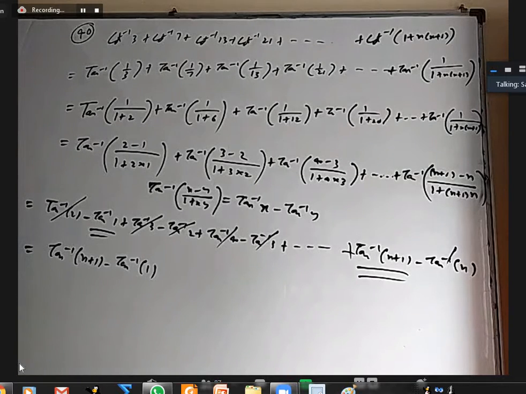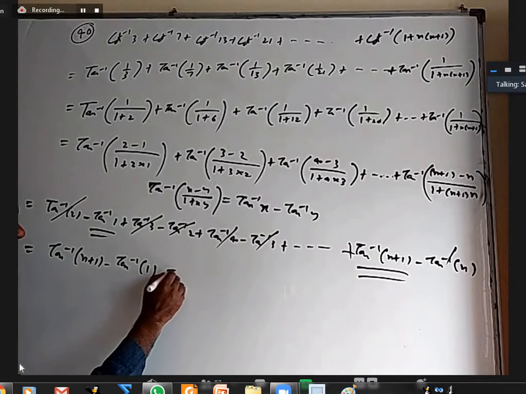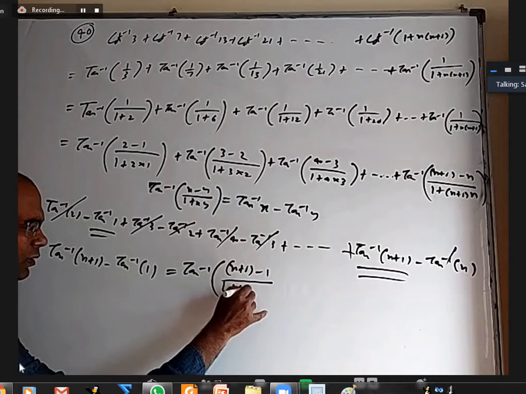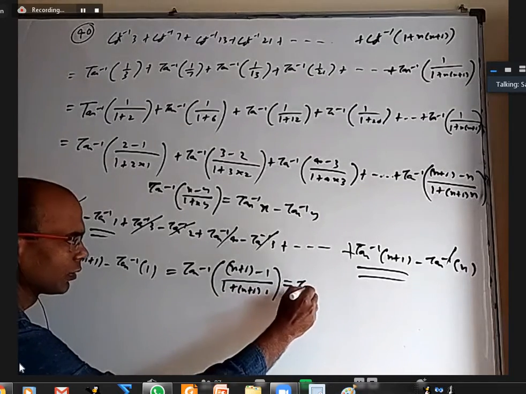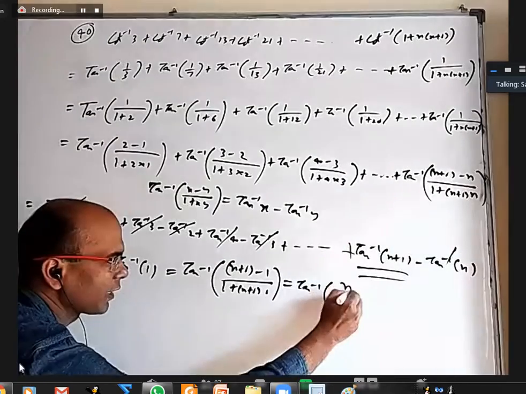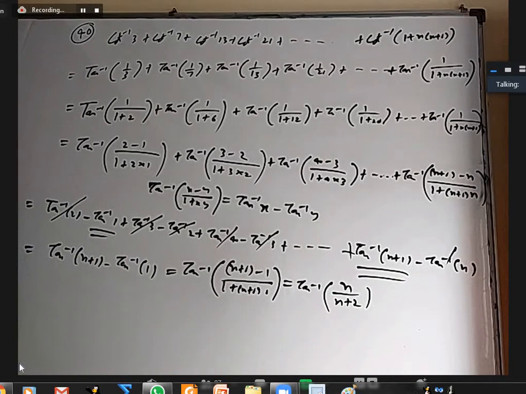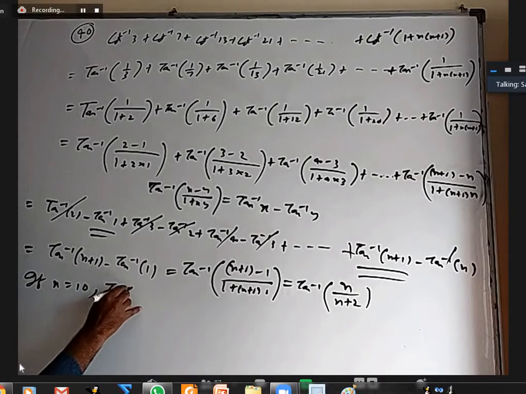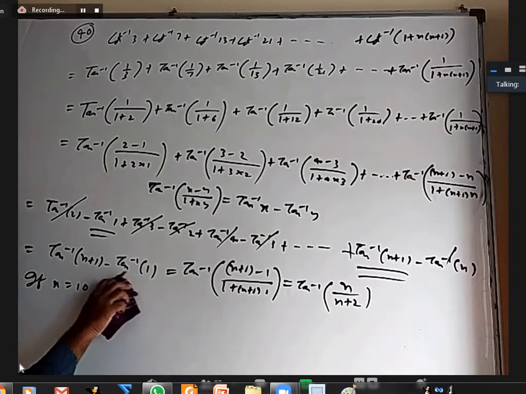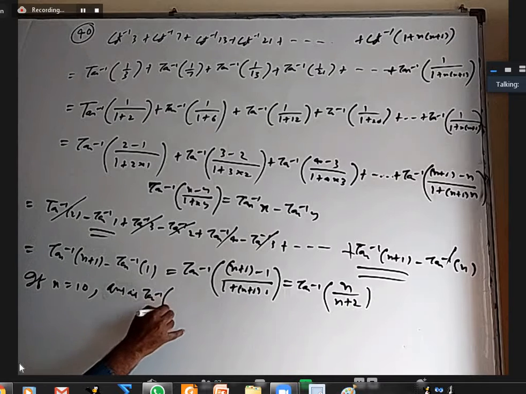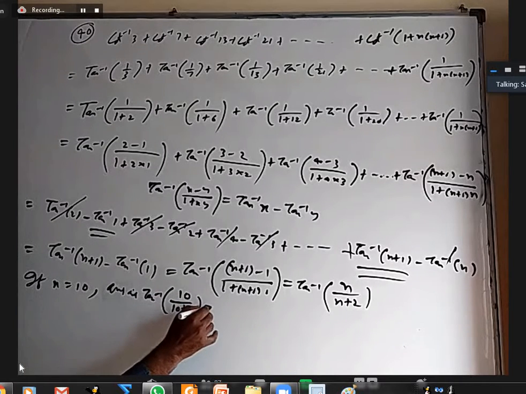If you want, we can even combine it. If you want to combine, it is tan inverse n plus 1 minus 1 by 1 plus n plus 1 into 1, which is tan inverse n by n plus 2. Okay, if n equals 10, what will the answer be? Tan inverse 10 by 10 plus 2, 10 by 12, which is 5 by 6.